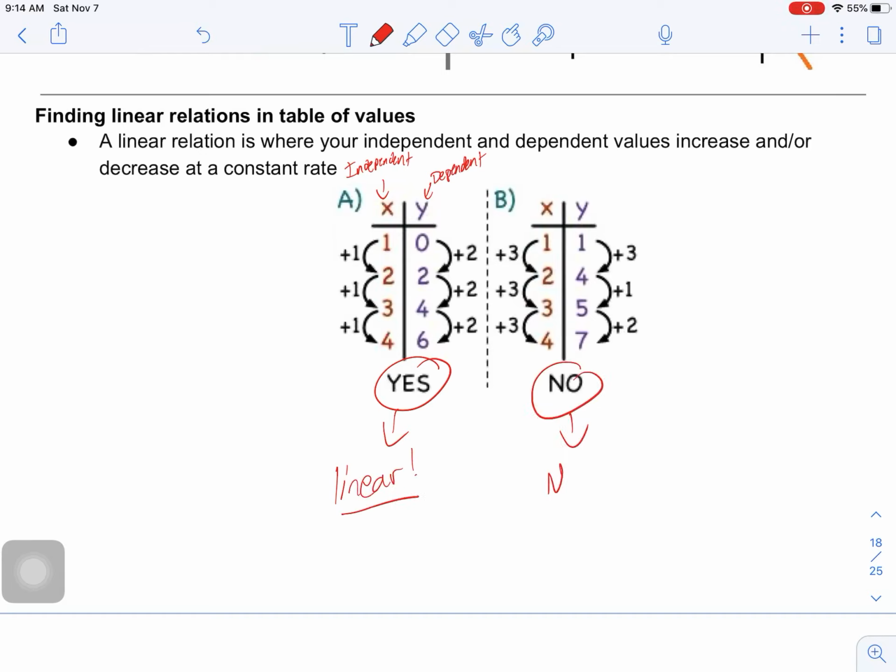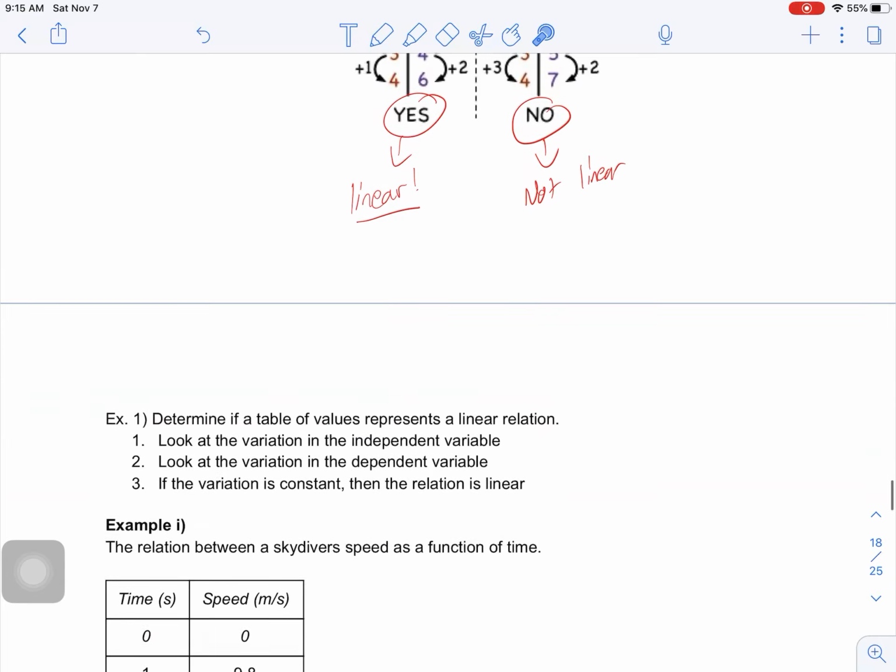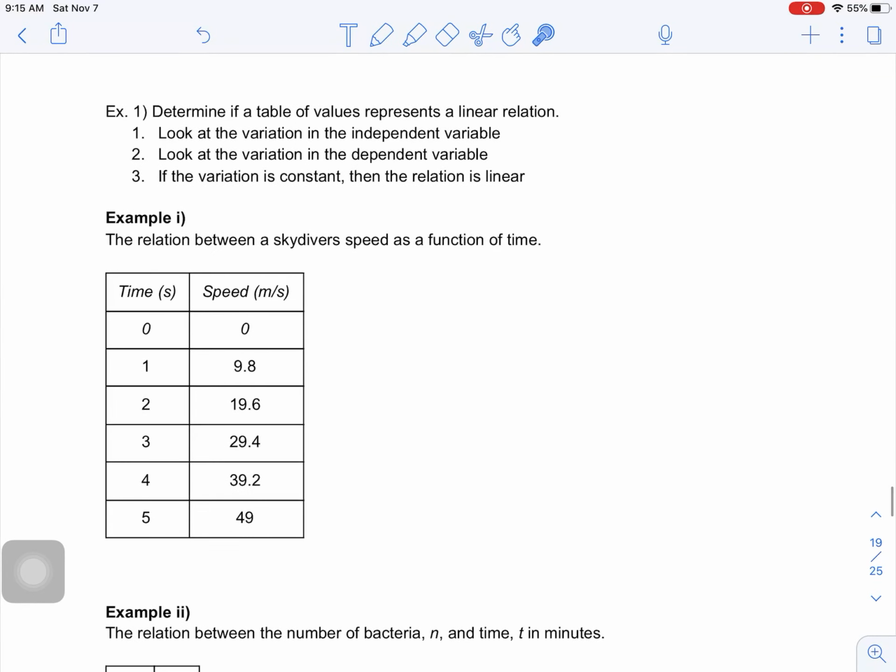No, this is not linear. And why? Because we can see that this is going up by a constant rate, but our dependent values are not. We're going up by plus 3, then plus 1, plus 2. So as soon as either one, okay, is not a consistent rate, it is not a linear relation. So let's look at some examples here. So example one, determine if a table of values represents a linear relation. So again, first, look at the variation in the independent variable. Look at the variation in the dependent variable. If the variation is constant, then the relation is linear.